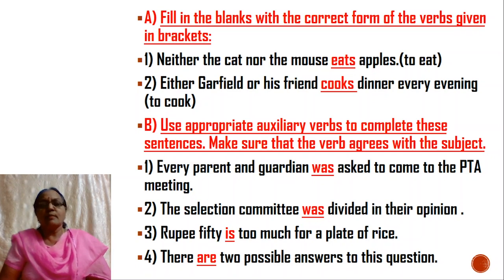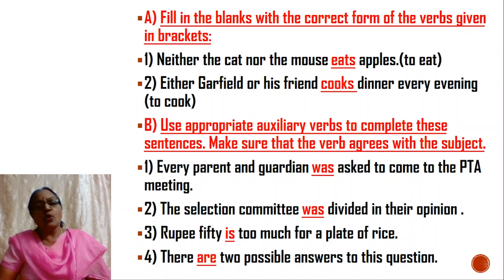Let's get back to some sentences over here. Now fill in the blanks with the correct form of the verbs given in the brackets. First one is, neither the cat nor the mouse dash apples. The verb in the bracket is to eat. Now neither the cat nor the mouse. Here you'll have to pick out the correct form of the verb. You'll have to fill in the blank here. To eat. So the answer is eats. Neither the cat nor the mouse eats apples.